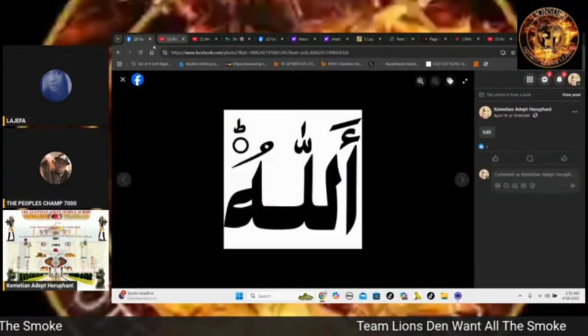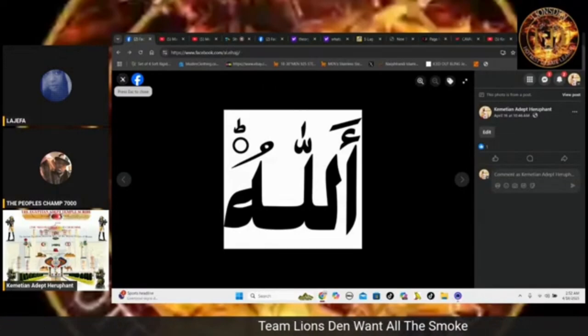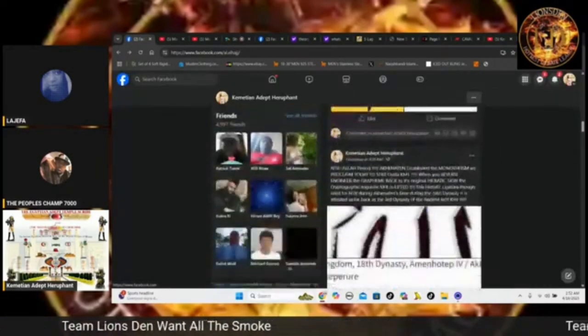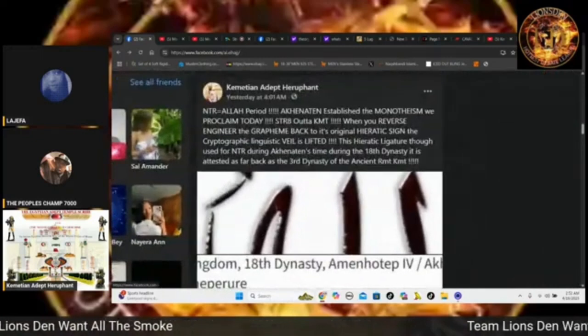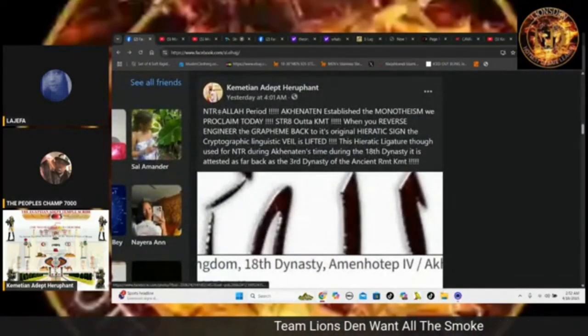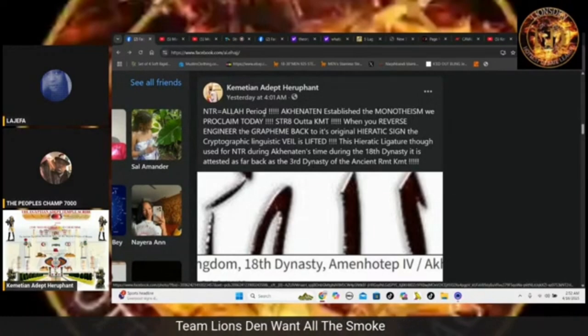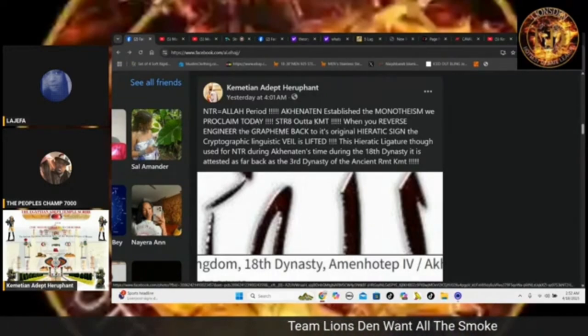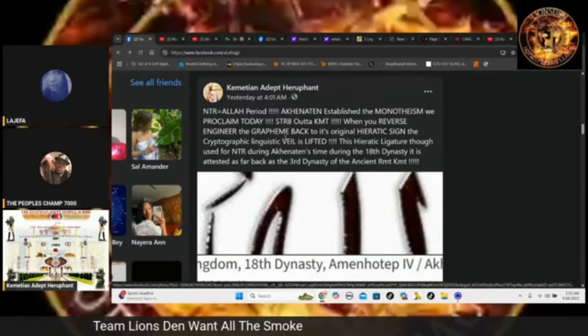You can't help but see the similarities in that, right? Now, I'm finna get to the one Sister Karima was talking about a few minutes ago. Watch this. This is neter. Now, everybody know what neter mean in Kemet. So I say neter equals Allah, period. I say Akhenaten established the monotheism we proclaim today, straight out of Kemet. I say when you reverse engineer the grapheme back to its original hieratic sign, the cryptographic linguistic veil is lifted.